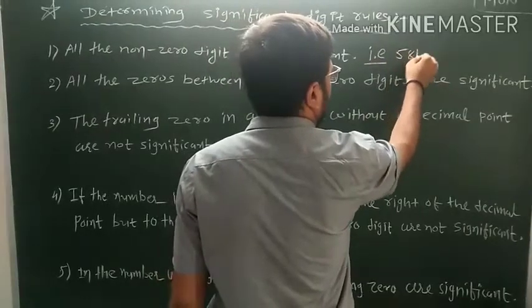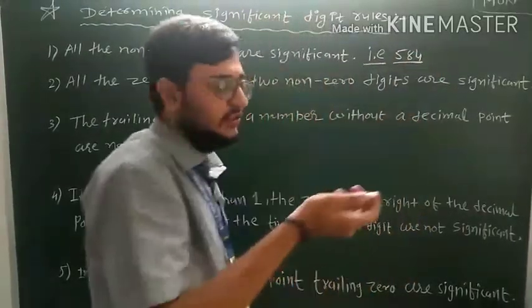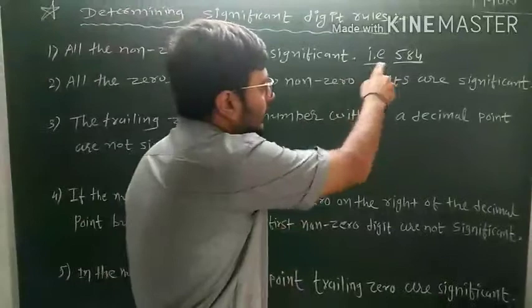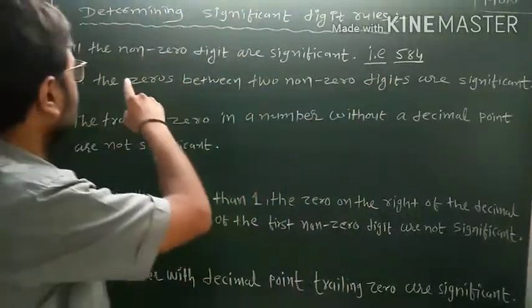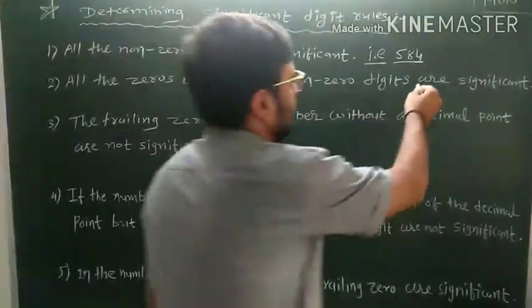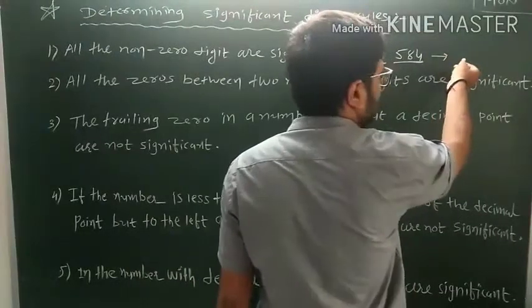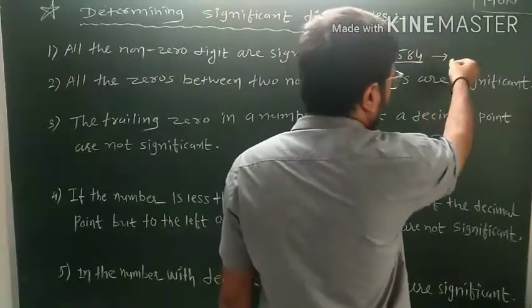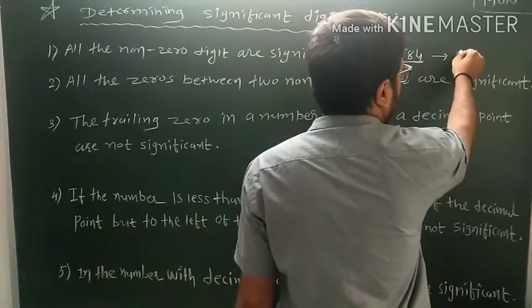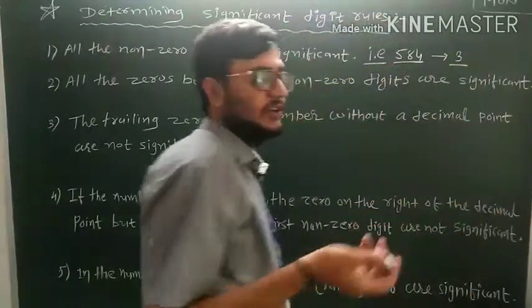Suppose I write a 3-digit number. All the digits are non-zero, so here we can conclude that all the digits are significant. Okay, so the number of significant digits here is 3.